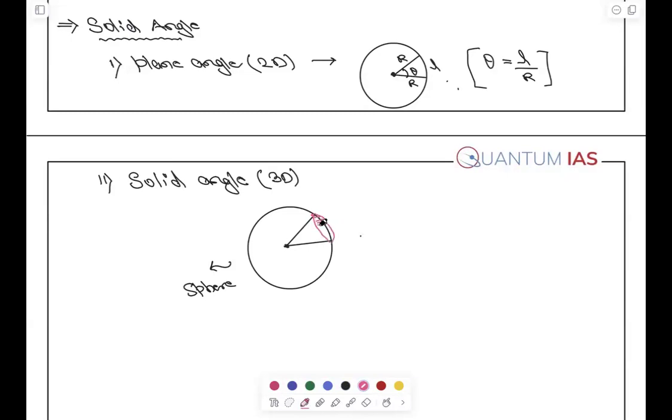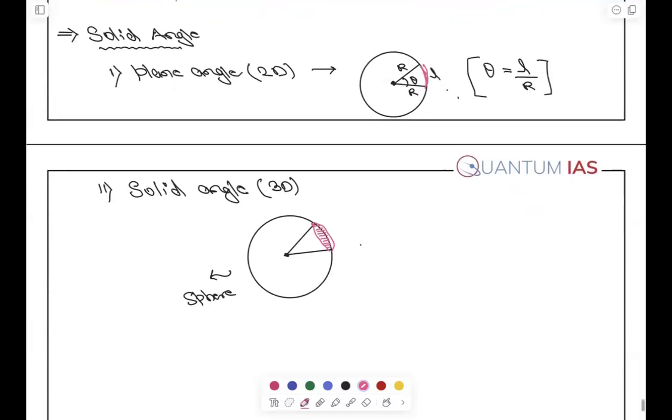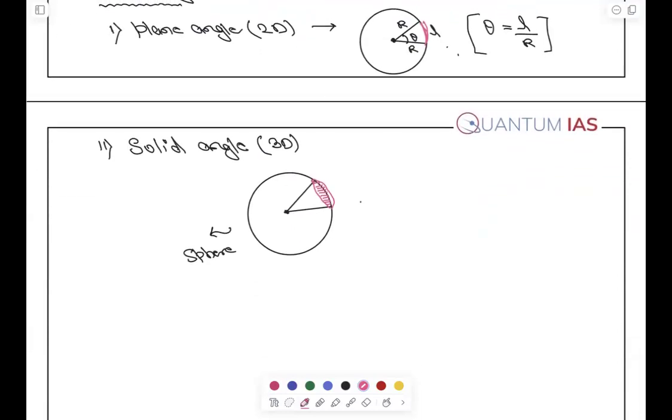Understand this well. Please try to visualize it. If it is 2D, then it will be an arc. This is my arc, it is 2D, it is just this arc. But let's say you are inside the sphere, at the center, and you have to measure this angle. What you will do is make the cone, and out of this cone this area will come out, right? And this angle we know as omega.